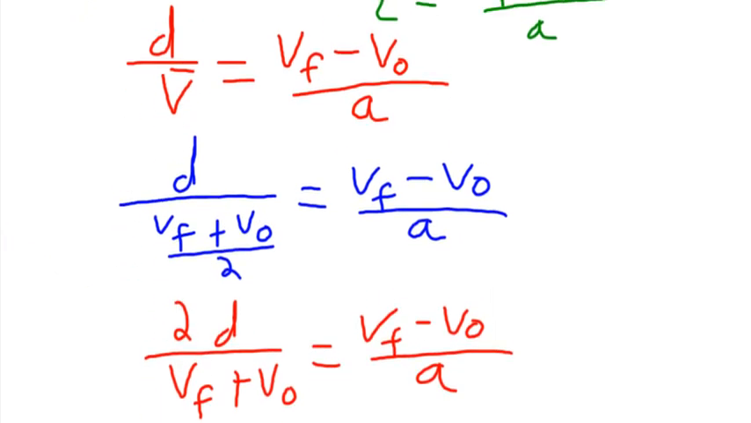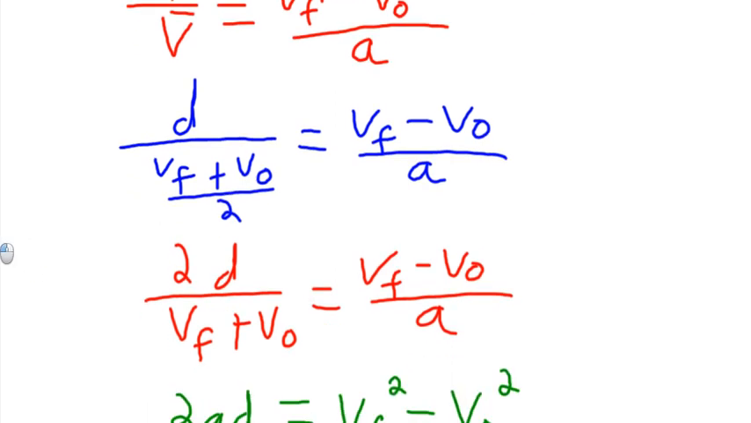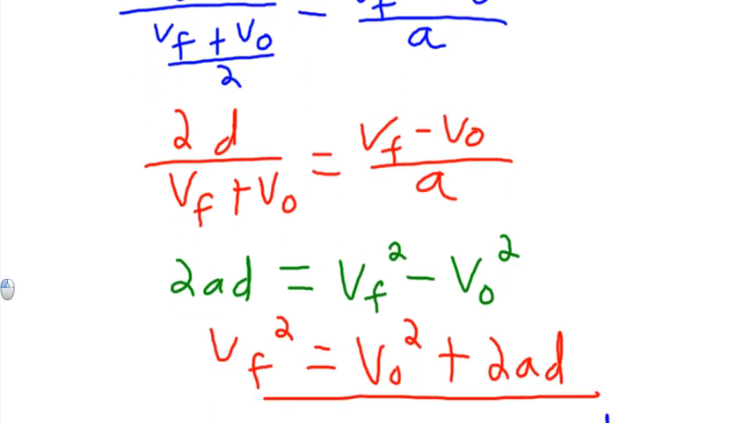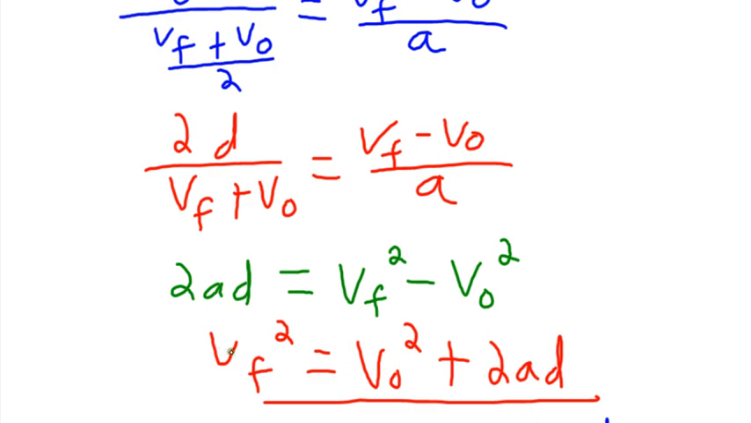When we simplify this, we move this 2 to the top, so it's 2d over vf plus v naught is equal to vf minus v naught over a. We're going to cross multiply, and that gives us 2ad is equal to vf squared minus v naught squared. If you do your FOIL, you'll see what happens to the other terms. We can talk about this more later. And when we rearrange this, we get vf squared, we move the v naught to the other side, is equal to v naught squared plus 2ad. And that's one of our other kinematic equations.